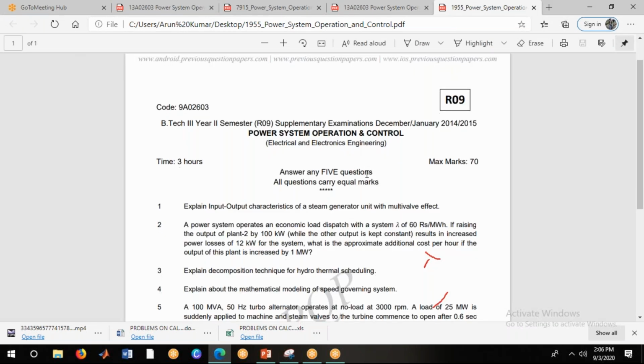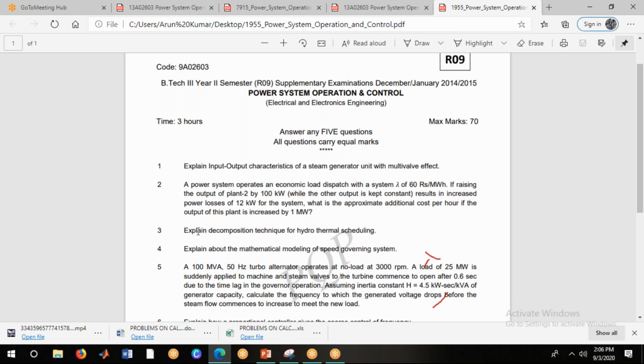See here, there is also a third question: explain decomposition technique for hydrothermal scheduling. Generally, the scheduling process in hydrothermal scheduling is of two types. One is long-term scheduling and the second is short-term scheduling. If they ask by mentioning these terms, explain long-term scheduling or explain short-term scheduling, you can write that. But here, explain decomposition technique means it is nothing but long-term scheduling. So we have to take the different parameters year-wise. So long-term scheduling goes under the name decomposition technique of hydrothermal scheduling. So I think you get clarity on this question, how much importance it has.